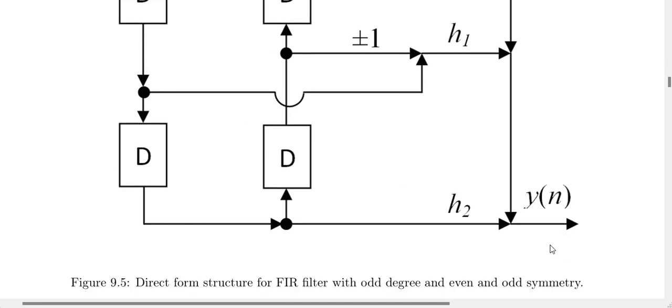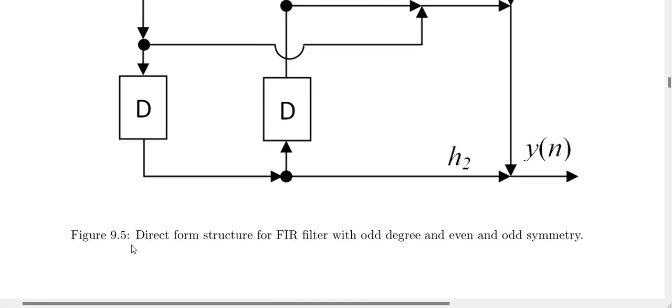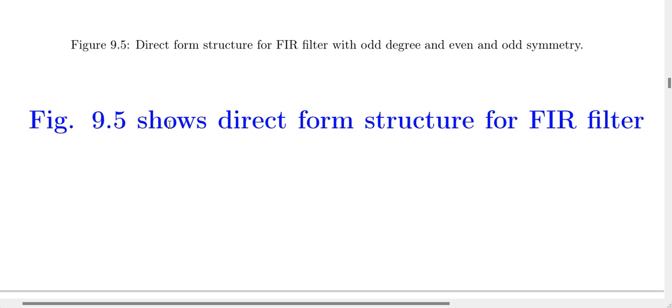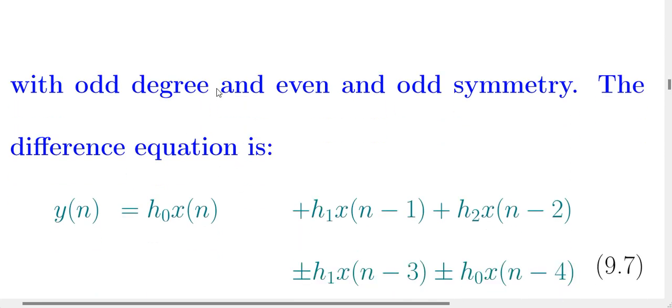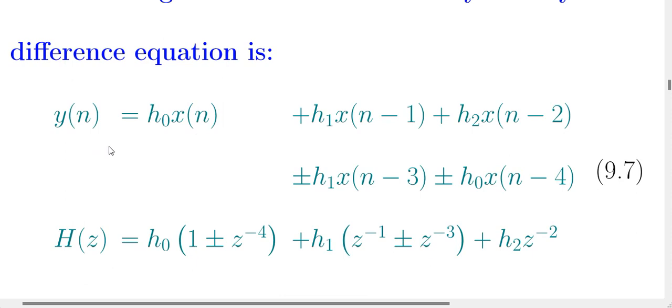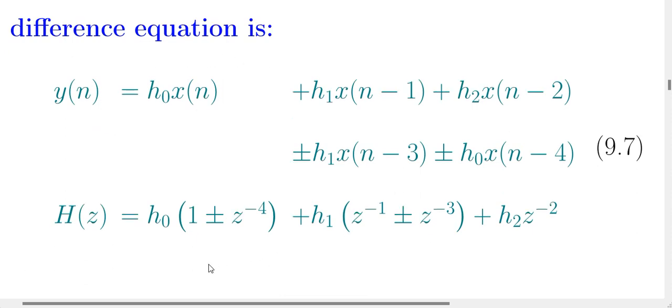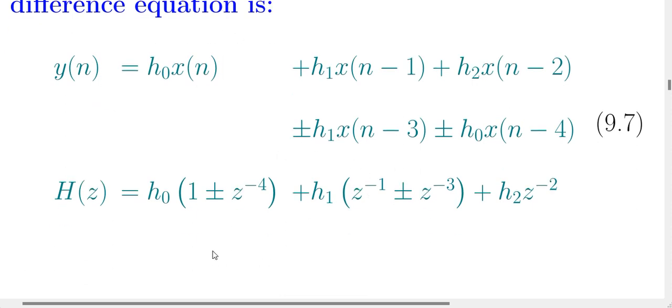Very simply, it can be done. Direct form structure for FIR filter with odd degree and even and odd symmetry, plus minus. So that figure shows the direct form structure for an FIR filter with odd degree and even and odd symmetry. The difference equation is shown, without reading, you see any related detail, and the transfer function as well.